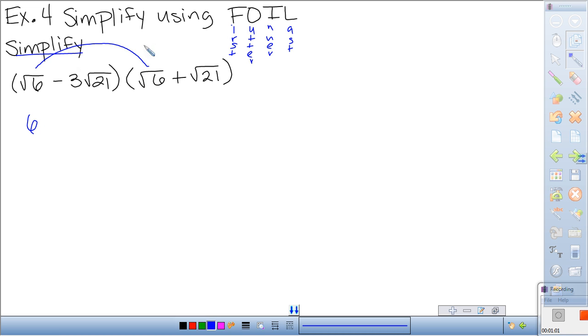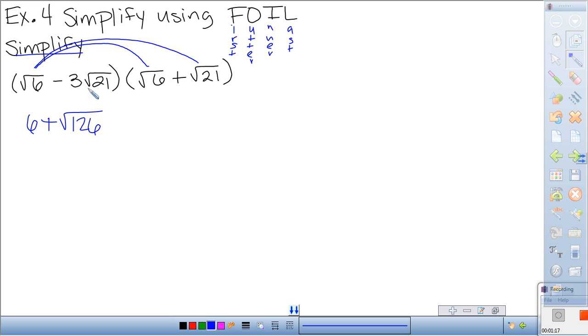And then the outer terms, the square root of 6 times the square root of 21. So remember, when you multiply radicals, you just multiply their two numbers together. So we have plus the square root of 126. That's 6 times 21. The square root of 6 times the square root of 21 is the square root of 126. Then we do the inner terms and the last term.